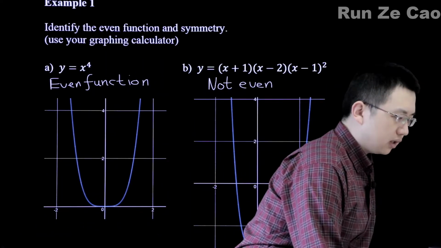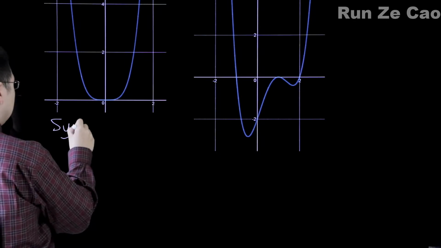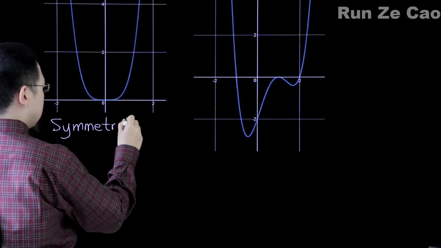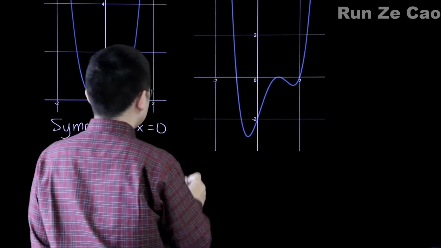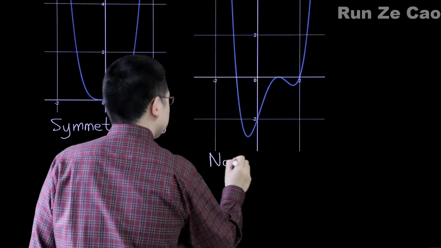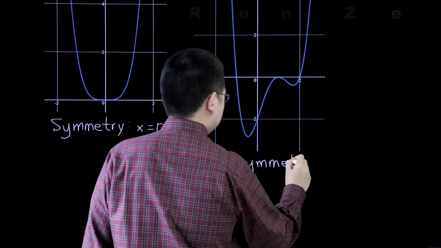So the symmetry for the even function is symmetry about x equals 0. And over here, no symmetry. Okay, so what else can we think of?